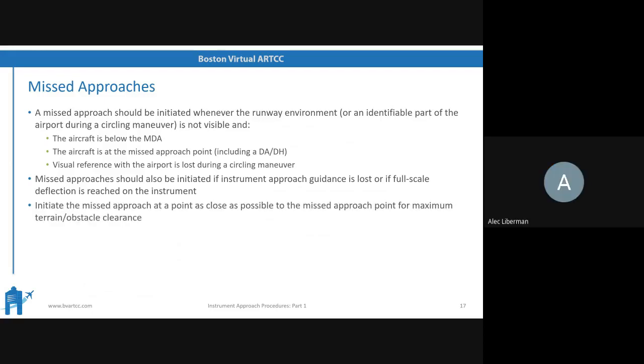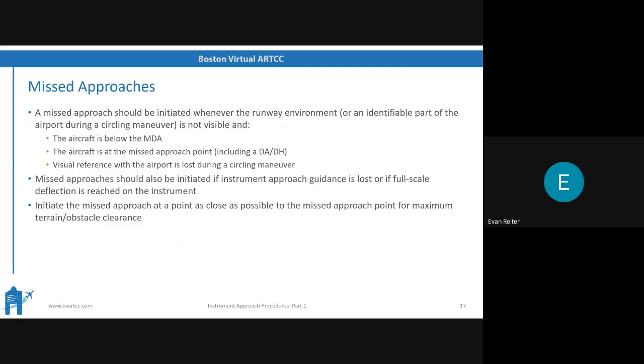Yeah, exactly. And then you also initiate the missed approach at a point as close as possible to the MAP for maximum terrain/obstacle clearance. But remember, initiate the missed approach whenever you feel the need to. So it doesn't mean, let's say you're unstable and you're off the approach and you want to execute missed or go missed, that you have to execute it at the MAP. No, if you're at any point on the approach and you feel the need to go missed, I would say go missed. Yeah, start climbing, follow the actual guidance that you're on, if you have it, up until you get to the missed approach point.